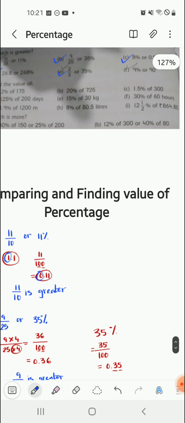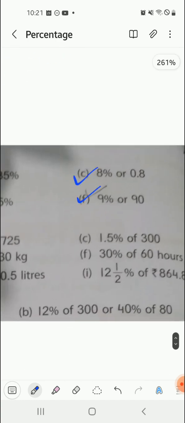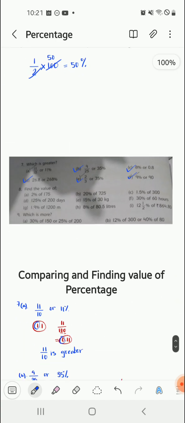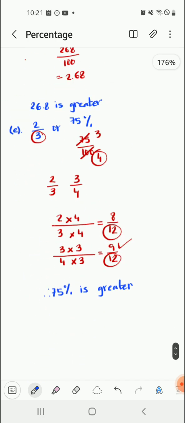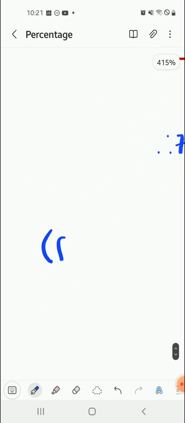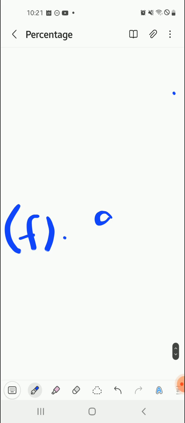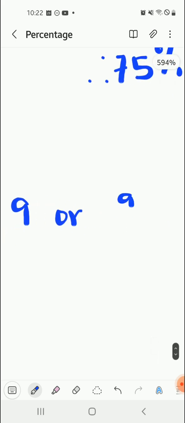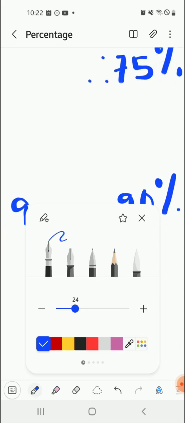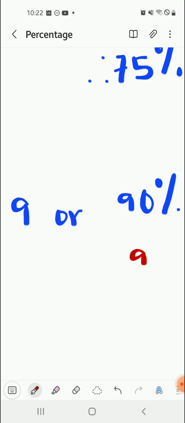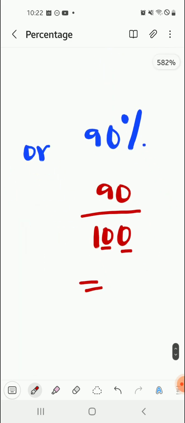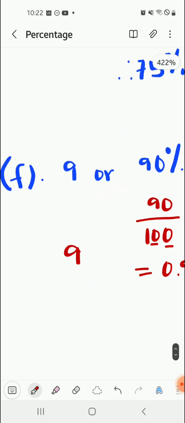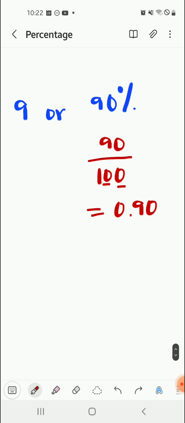Number E done. After this, we are going to move to number F, 9 or 90%. This is very easy. We don't really need to do the sum, but still. 9 is a whole number, so only convert 90%. So 90 is 90 by 100, which has two zeros. So 2 decimal places, my answer becomes 0.90. And here we have got only 9. So 0.90 and only 9.